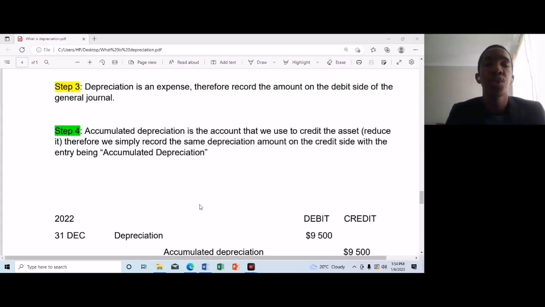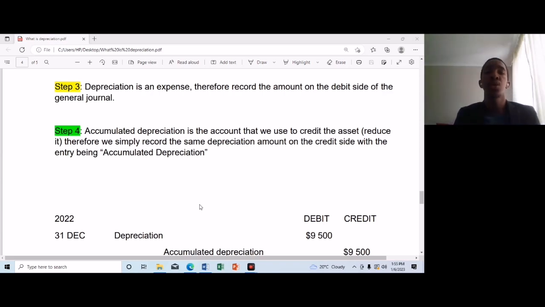So how do we treat this transaction and how do we record it? Depreciation is an expense, and expenses increase on the debit side of the general journal. And we know that depreciation is increasing in the year 2022, so we record it on the debit side of the general journal. What is its corresponding credit entry? The corresponding credit entry, the narration, is accumulated depreciation.